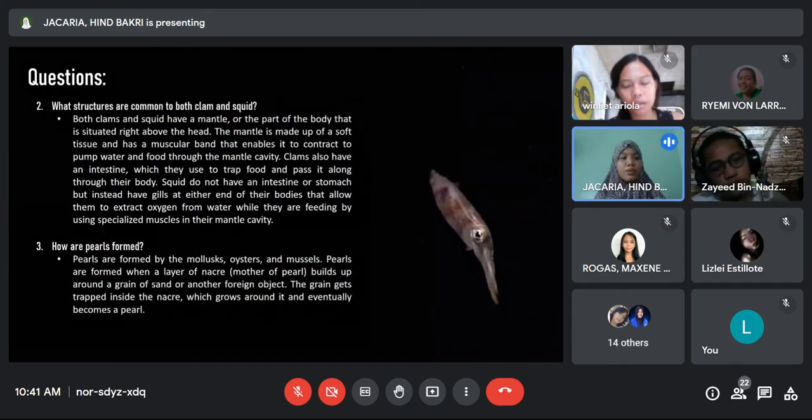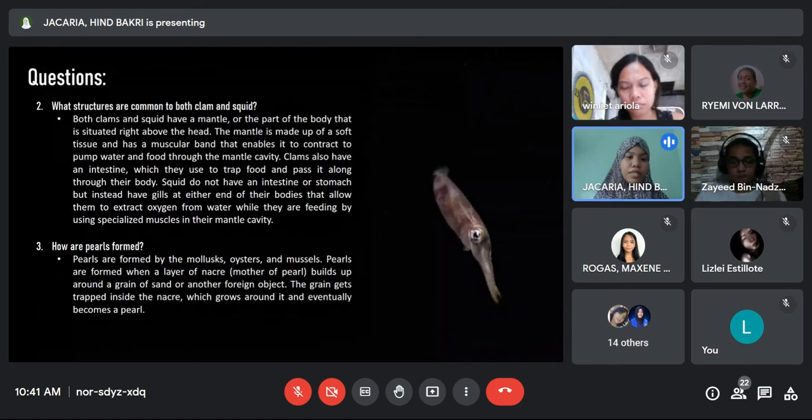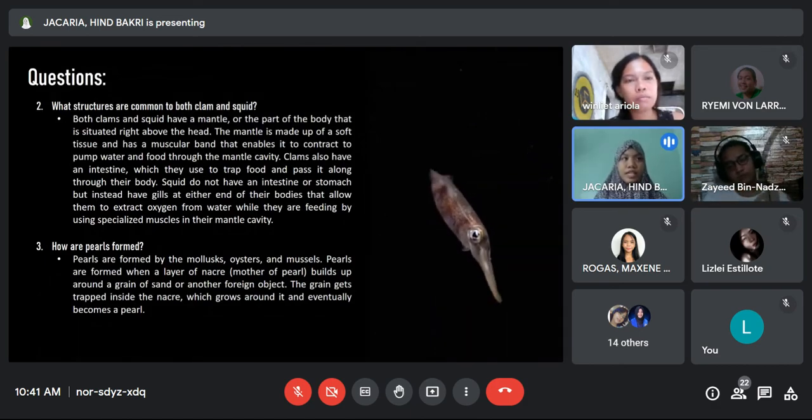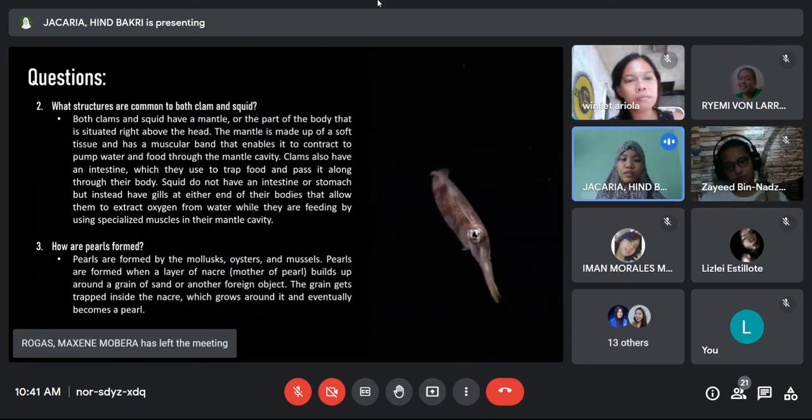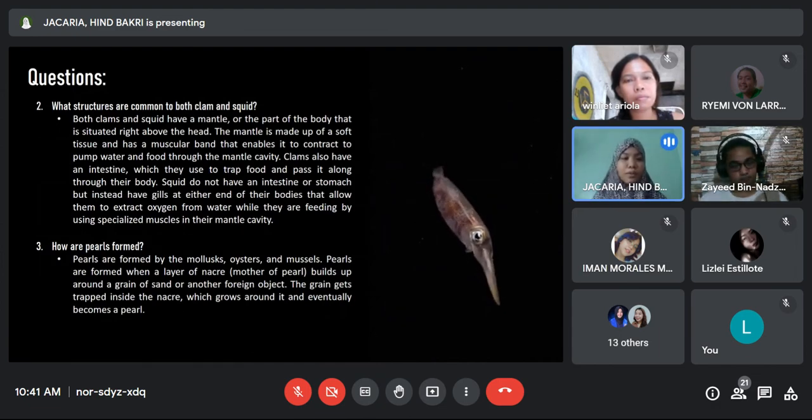So for question number 2, what structures are common to both clam and squid? So if we look at them, clam and squid are very different. They really look different. But they both belong to the same phylum. So in general, mollusks are soft-bodied. So they have no legs but some have tentacles. So both clams and squid have a mantle, and this mantle is made up of soft tissue and has a muscular band that enables them to contract to pump water and food throughout the mantle cavity.